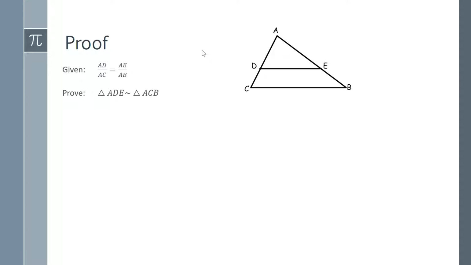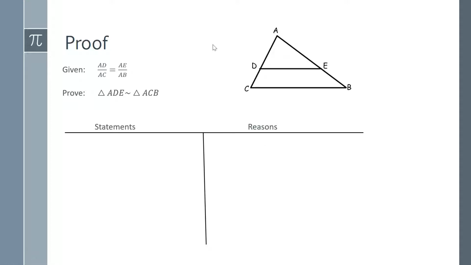So how are we going to do this? Well, we've got the sides are proportional. And look at this. We've got this angle that they share. They share the same angle. That's reflexive property. So we've got enough right there with just 3 little statements to show that this is a set of similar triangles. Here's our statements and our reasons.